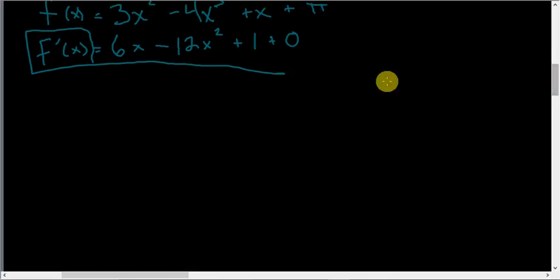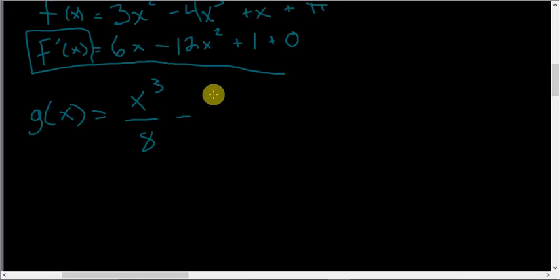Now I'm going to give you some fractions, and they're really the same thing. You just have a denominator in each of the terms, so you don't have to change anything. So I could do g of x. I don't have to do f of x, but I wanted to differentiate the two. g of x equals x to the third over 8 minus x to the 10th over 10.